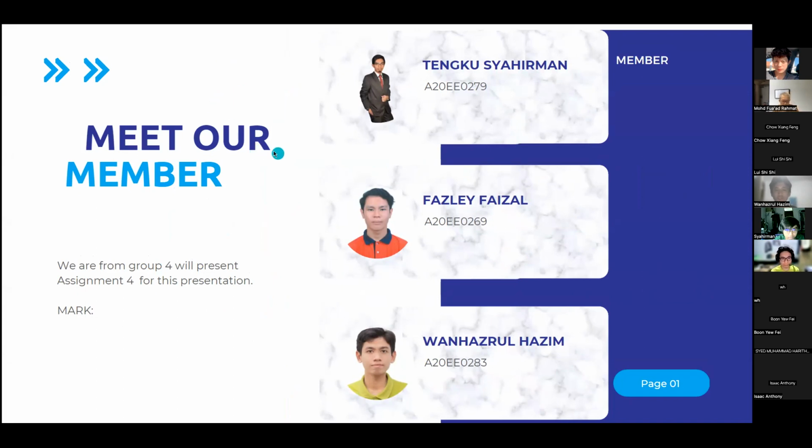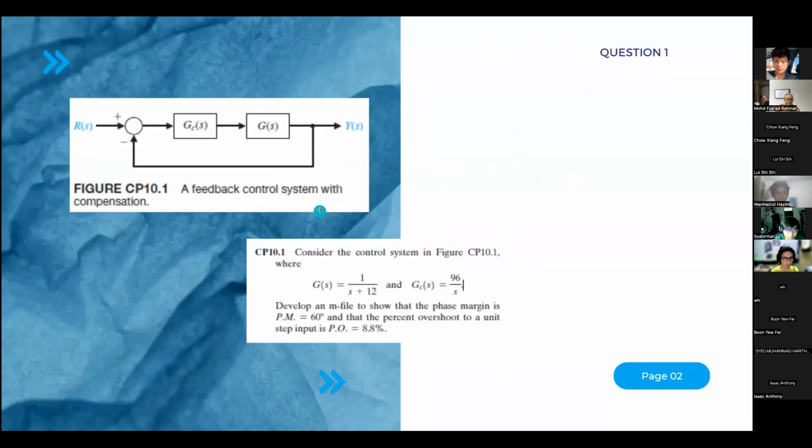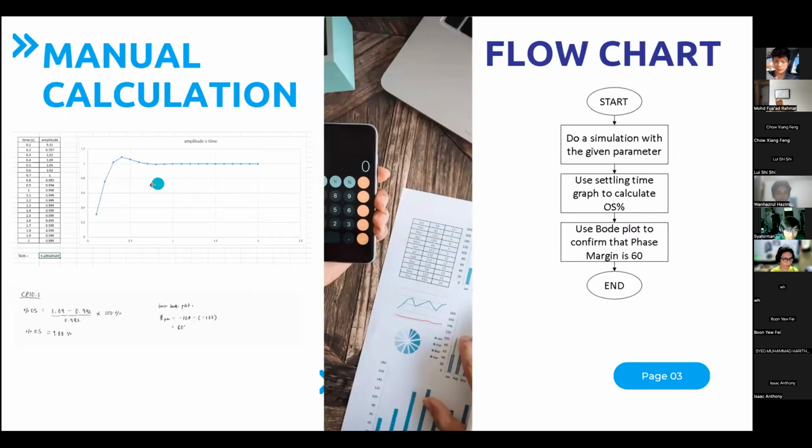Okay, I will present the first question. This is the question, and for the manual calculation we use Excel, and we got the 9.88% overshoot and 60 degrees phase margin.